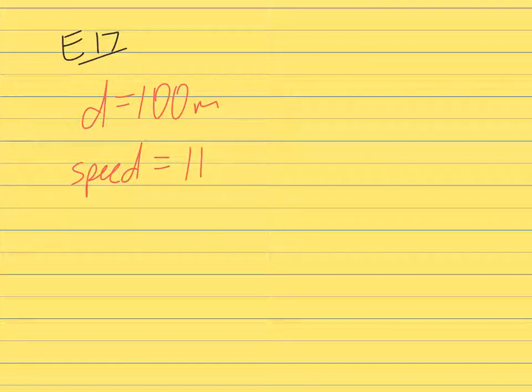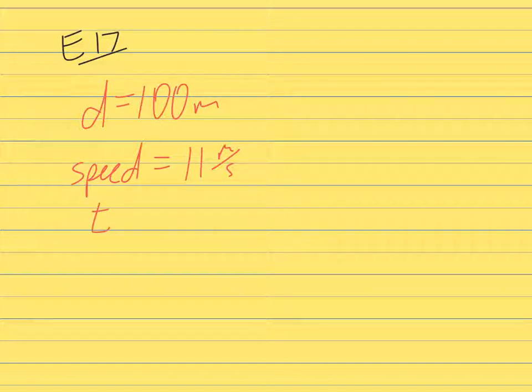All right, on to number 17. Exercise 17. A world-class sprinter can run a distance of 100 meters, starting at his top speed of 11 meters per second, and running with a constant speed throughout. How long does it take him to cover this distance?